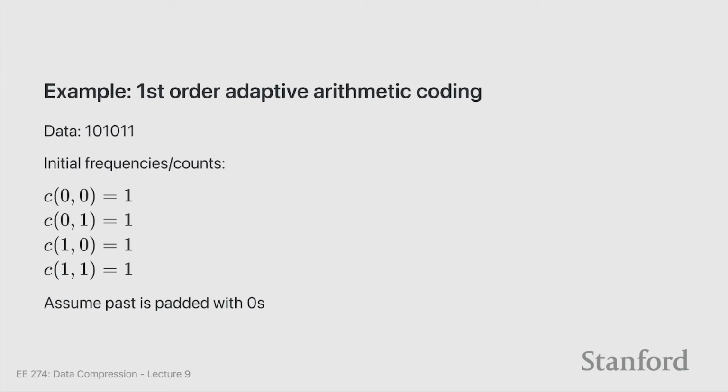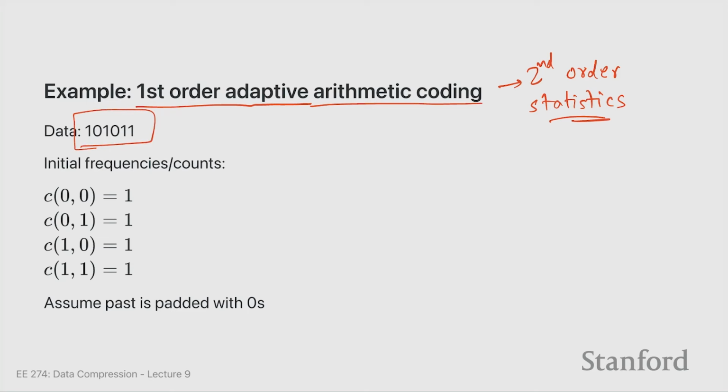So we are doing first order adaptive arithmetic coding. This means you need to actually keep second order statistics. You will understand why. Initially, and this is the data you are going to encode, 101011. Initially you assume everything is 1. You have some frequencies or counts. This is to avoid the problem we talked about before, when you don't want anything to have a 0 probability. So you assume that you have already seen a 0,0, a 0,1, a 1,0, and a 1,1. You have seen all four one time in the past. Okay.